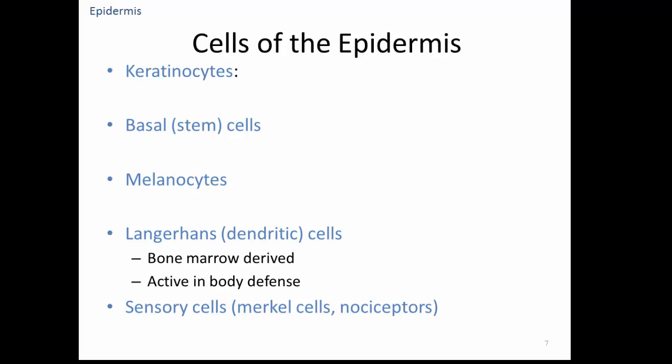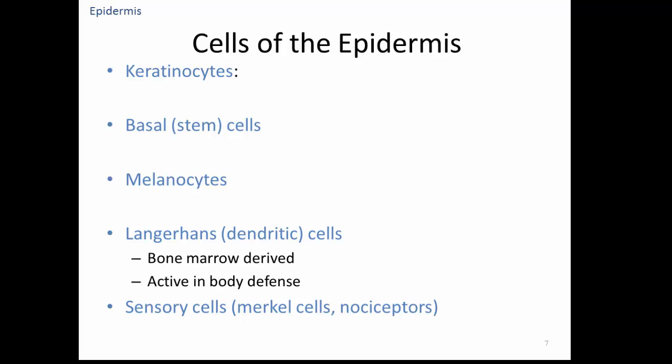Okay, so now I'd like to talk about the different types of cells that we can find in the epidermis. By far the majority of the cells in the epidermis are going to be keratinocytes, which are a type of epithelial cell. They're called keratinocytes because they produce the protein known as keratin. Keratin is a very strong protein which gives strength to the epidermis.